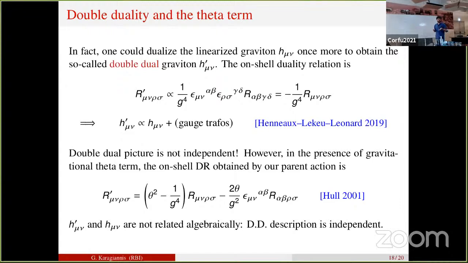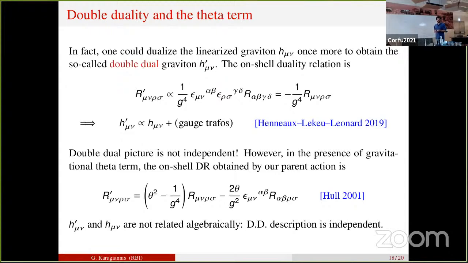And as shown also very recently, this on-shell duality relation forces the actual gauge fields, which are the linearized gravitons, to also be algebraically related on-shell, up to gauge transformations, which are basically linearized diffeomorphisms. And this leads to the conclusion that the double dual picture of linearized gravity is not an independent picture.